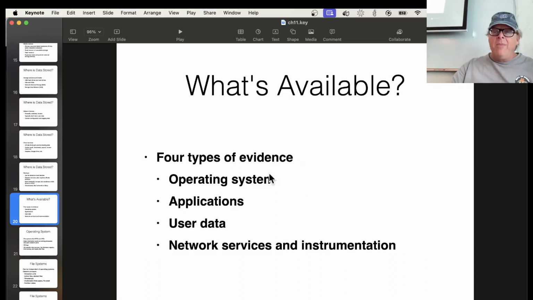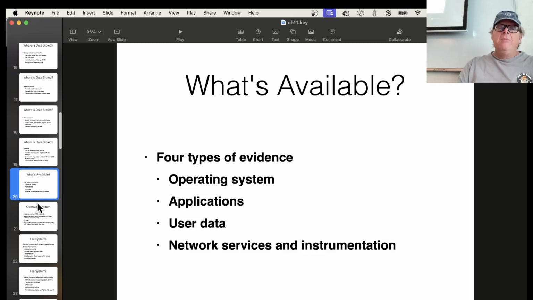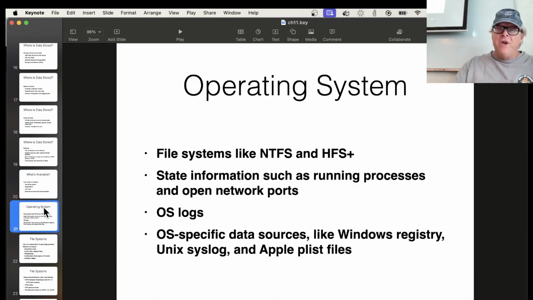Anyway, so you've got operating system evidence, which of course is usually not terribly interesting because the operating system is just from a company like Microsoft and doesn't contain any personal data. Then your applications and user data is where you find the most interesting stuff. And then you have network service and instrumentation. Usually this is where the important stuff is, applications and user data. But it's possible that you'll need to know the other information.